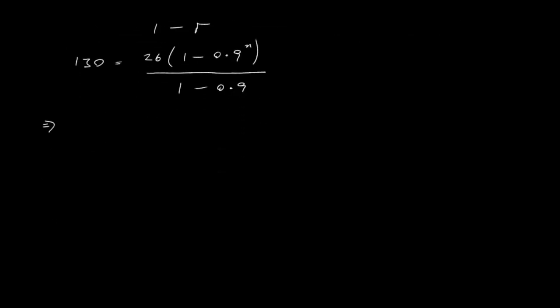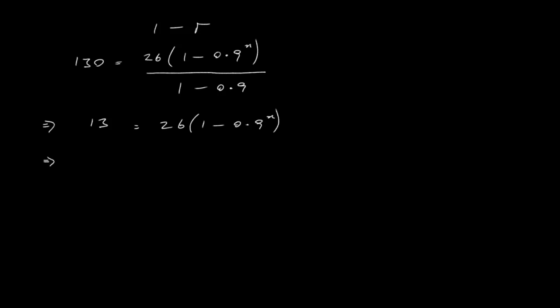Okay, so first thing I'm going to do is multiply across by 0.1. This is 1 minus 0.9 here. That's just going to be 0.1. So I'm going to multiply across by 0.1 to get rid of it. So multiply 130 by 0.1, that'll give you 13. That'll give me 26 here, 1 minus 0.9 to the power of n on this side.